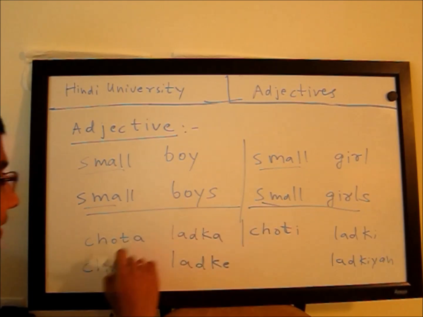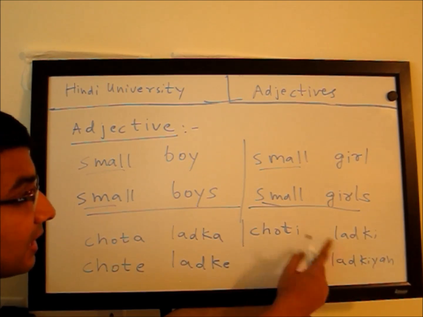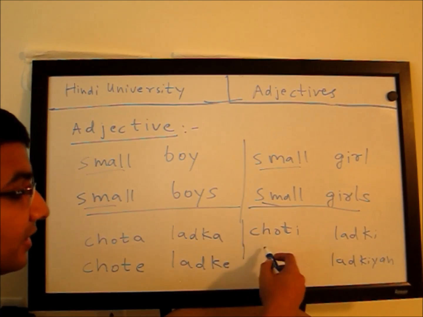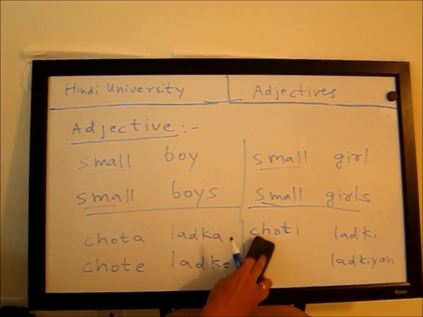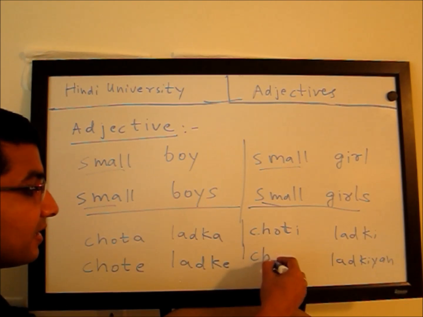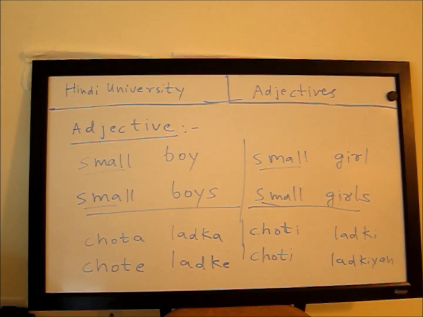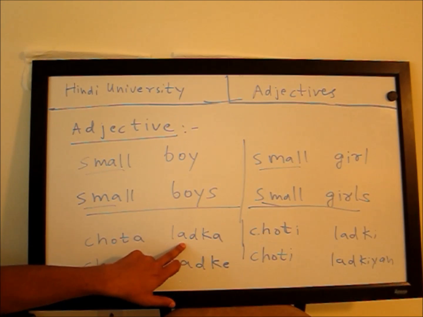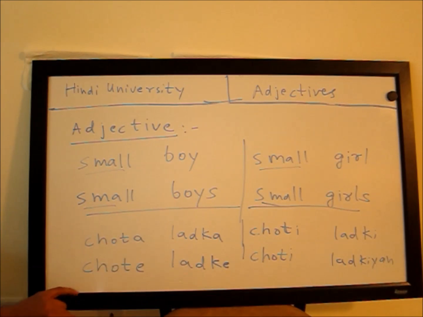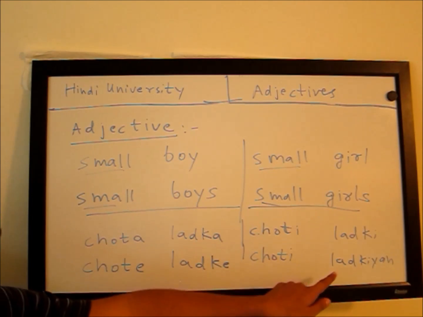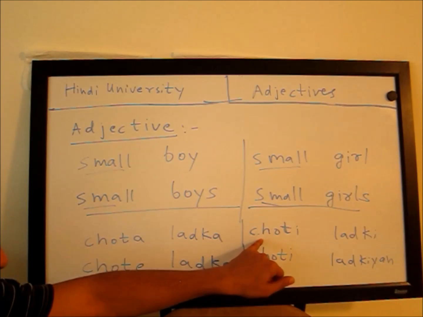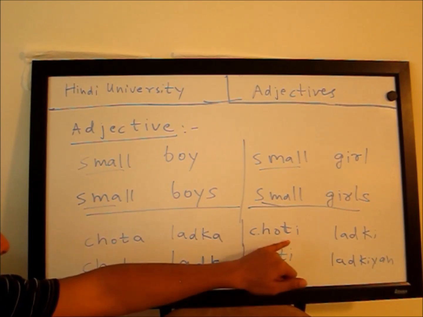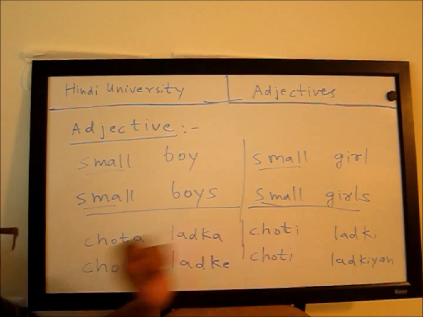So there is an e at the end. Here is chota, it's choti. Choti ladki. And in plural, it remains the same. It remains choti ladkiyan. Just to revise again: chota ladka for masculine singular, chote ladke for masculine plural, choti ladki for feminine singular, and choti ladkiyan for feminine plural. So for singular and plural, it remains the same when the noun is feminine.